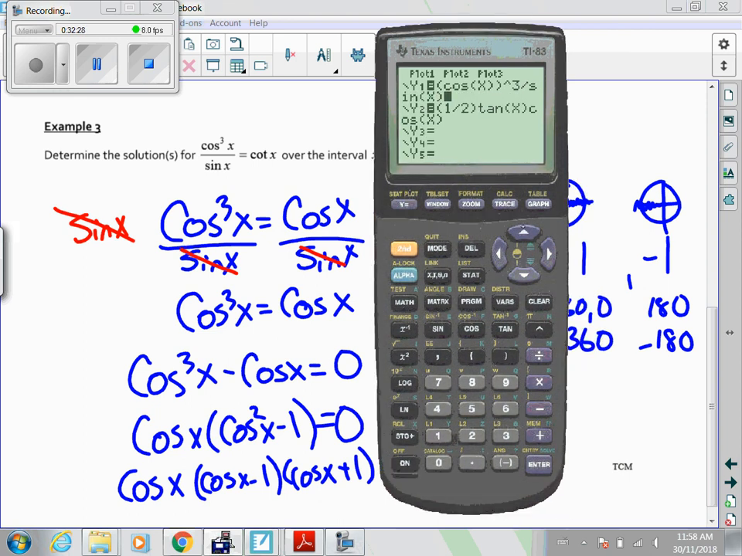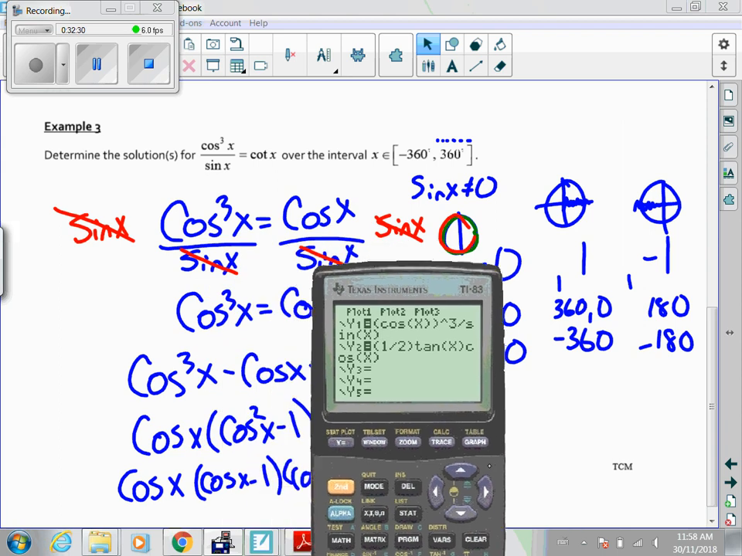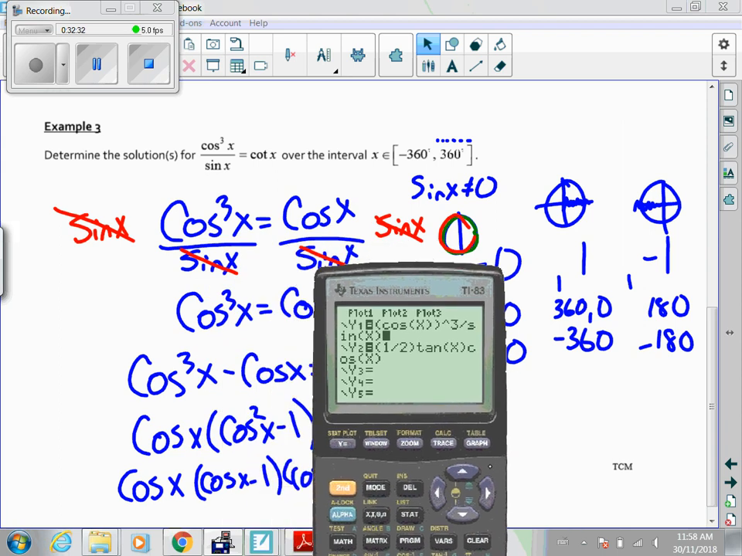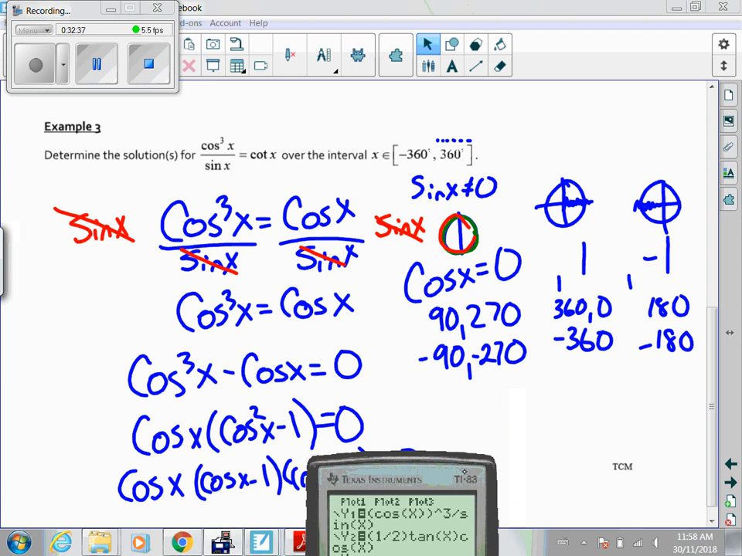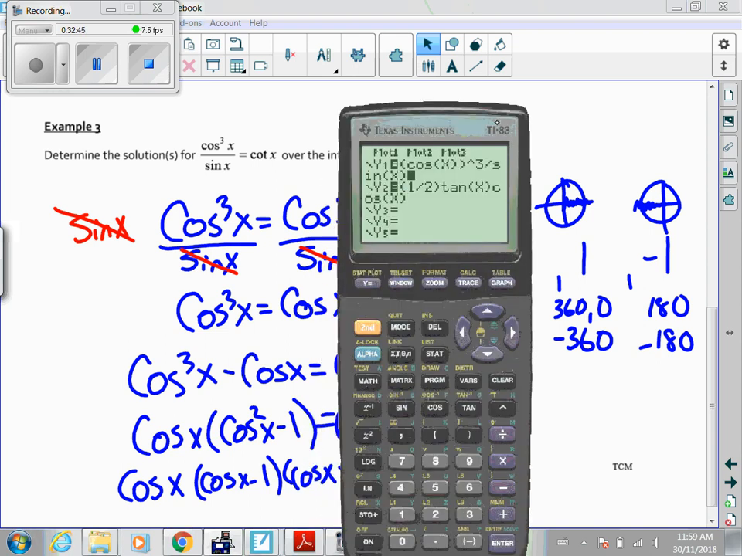I don't think any of those are non-permissible. Are they? Sine x can't equal 0. Oh yeah. A whole bunch of these are non-permissible. Oh. Right? All of these solutions are non-permissible. Yikes. Anyway, let's see what that looks like graphically.